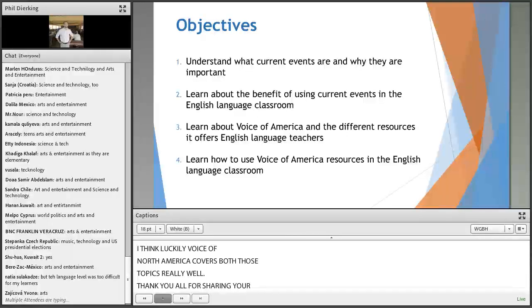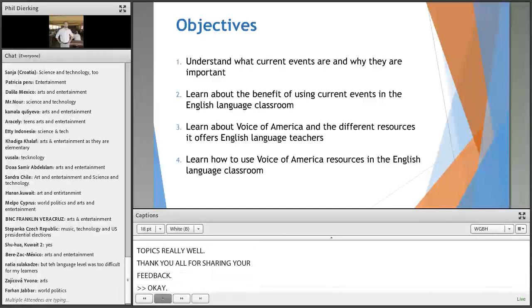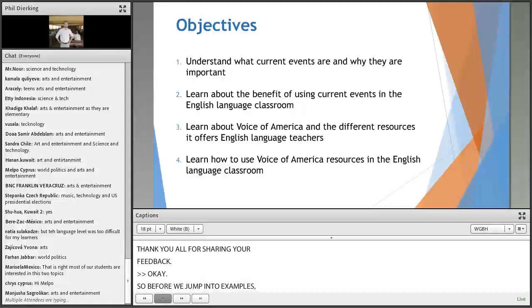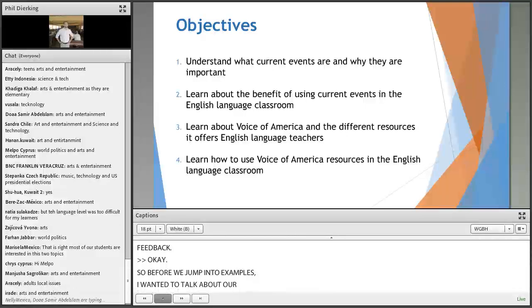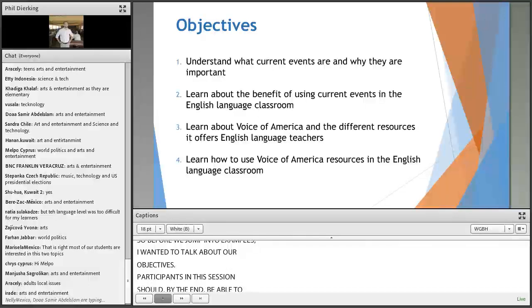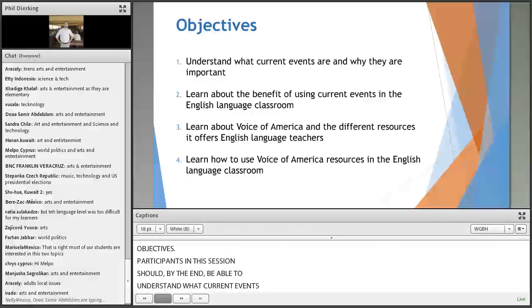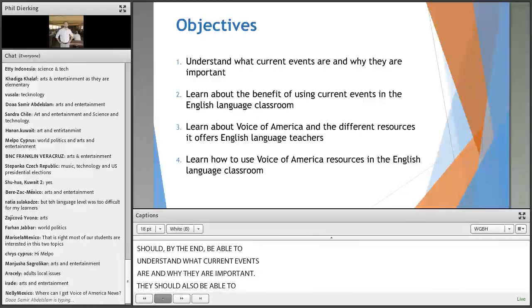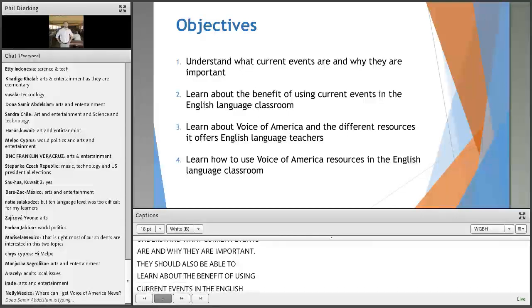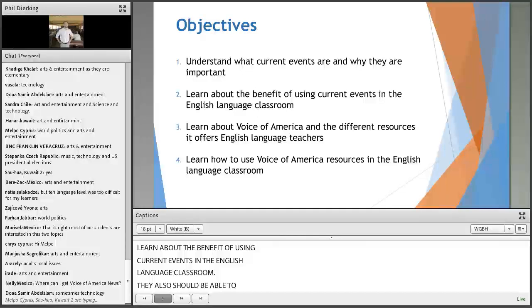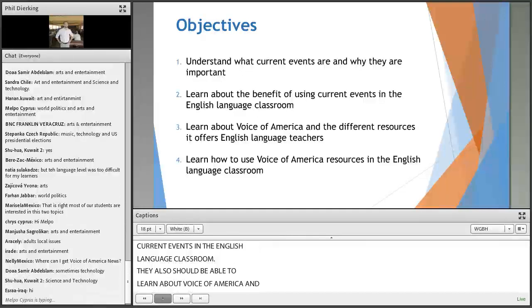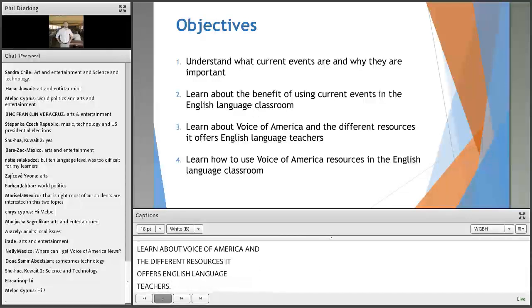Okay. Before we jump into examples, I wanted to talk about our objectives for today. Participants in this session should, by the end, be able to understand what current events are and why they are important. They should also be able to learn about the benefit of using current events in the English language classroom. They also should be able to learn about Voice of America and the different resources it offers English language teachers. And finally, participants should be able to learn how to use Voice of America resources in the English language classroom.